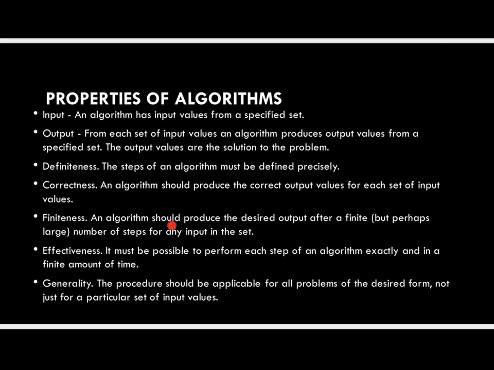Finiteness. An algorithm should produce the desired output after a finite, but perhaps large, number of steps, or another way to think of it, length of time for any input in the set. Effectiveness: it must be possible to perform each step exactly and in a finite amount of time. And generality: the procedure should be applicable for all problems of the desired form, not just for a particular set of input values. That is, you wouldn't write an algorithm that finds the largest integer in a list but would only work for the list 0, -1, and 2. You want it to be general. It should find the largest integer in any list you give it. That's what generality means.